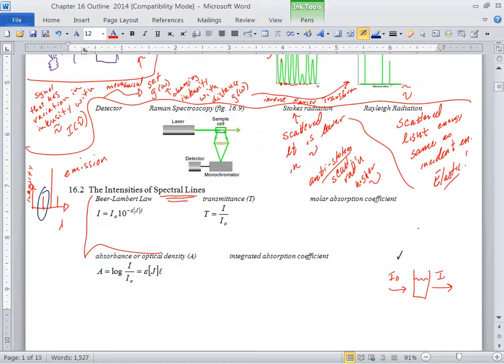So we have the Beer-Lambert law. I equals I naught 10 to the minus epsilon concentration J L. What the heck is that? L. Okay. What's this epsilon? The molar absorption coefficient. That's going to be epsilon. What's L? L is the length of the cuvette? Yeah, the length of the cuvette. They call it the path length.